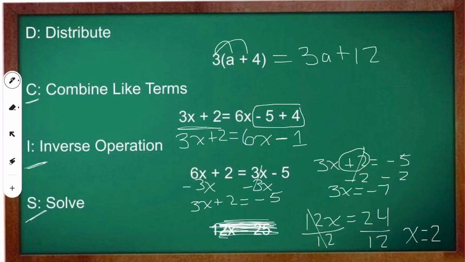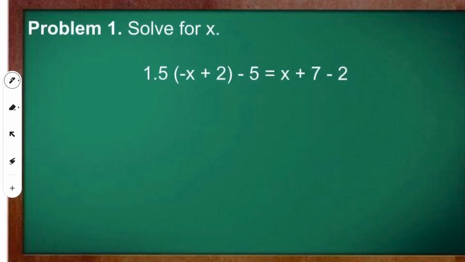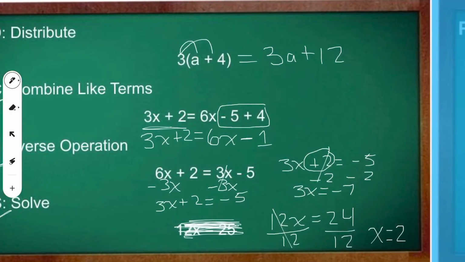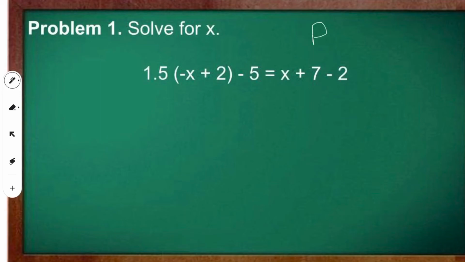All right, let's try some problems. Problem number 1, solve for x. We have 1.5 times negative x plus 2 minus 5 equals x plus 7 minus 2. First step is to distribute. So let me write DCIS over here.